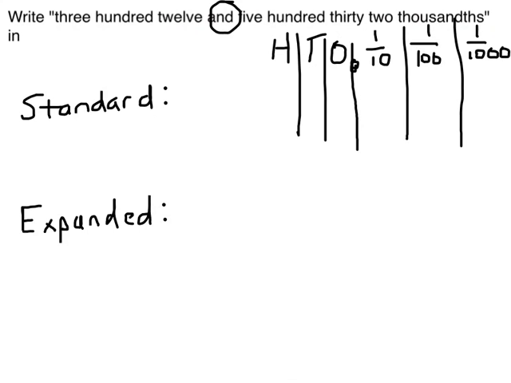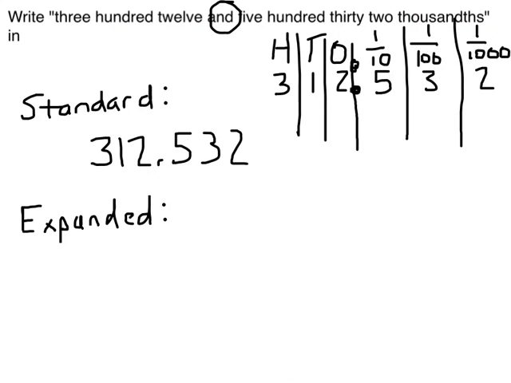So before my decimal, I have 312. 3, 1, 2. And after my decimal, I have 532 thousandths. So I need to write 532 and make sure it ends in the thousandths place. So to write this number in standard form, I would get 312 and 532 thousandths.